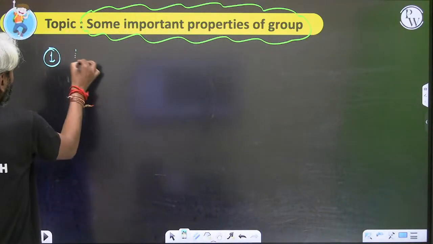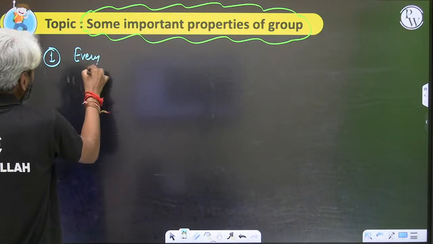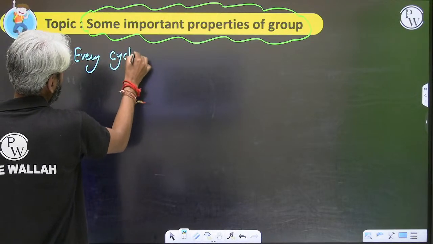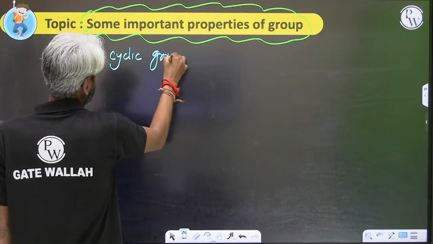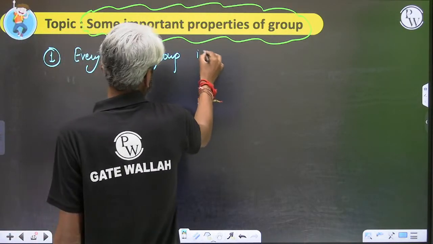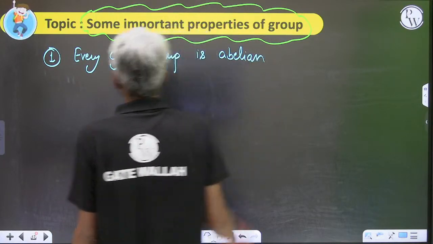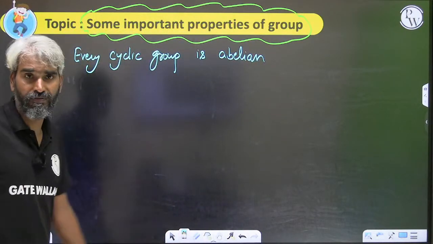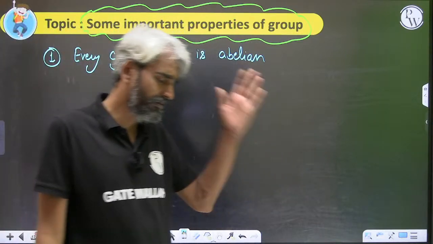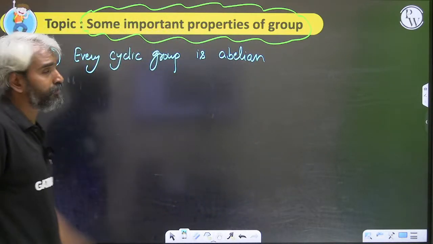every cyclic group is abelian. I'm not going to write each and define the proof of everything, but please remember that every cyclic group is abelian.